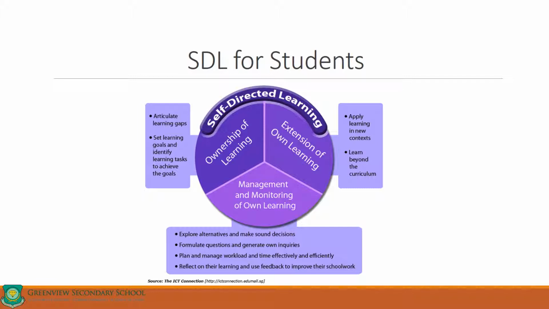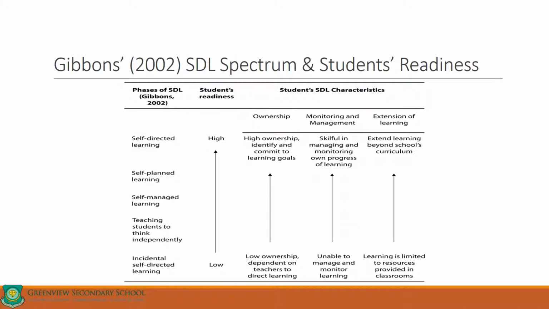And number 3, extension of own learning. This means making links across disciplines, connections between formal and informal learning, as well as interests in and out of school. Self-directed learning can be understood as a spectrum ranging from low to high degrees of self-direction.